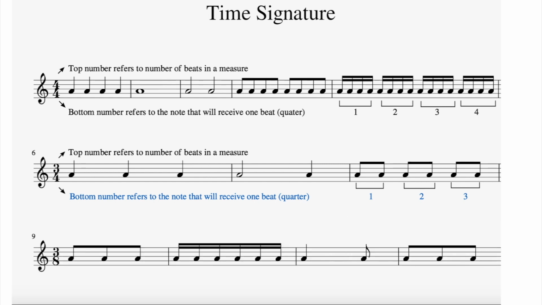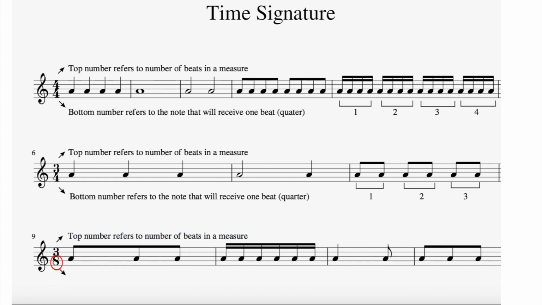And lastly, as an example, we have 3, 8. So again, the top number refers to the number of beats in a measure, and the bottom number refers to the note that will receive one beat. In this case, we shall have 3 eighth notes in one measure.